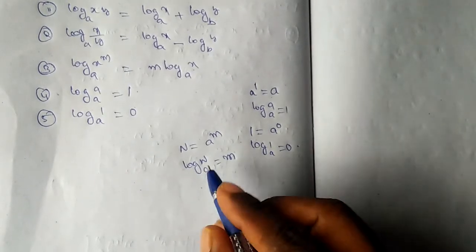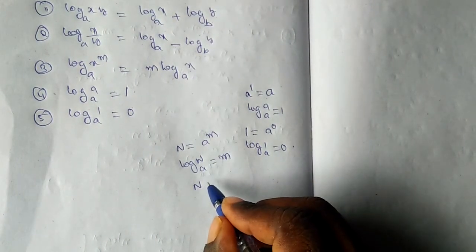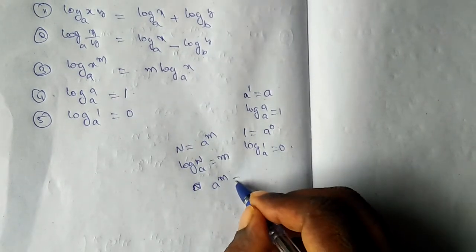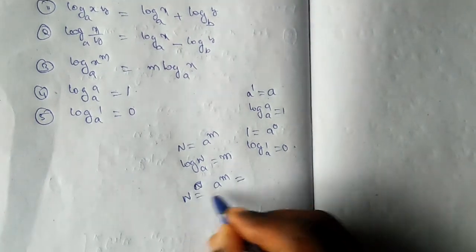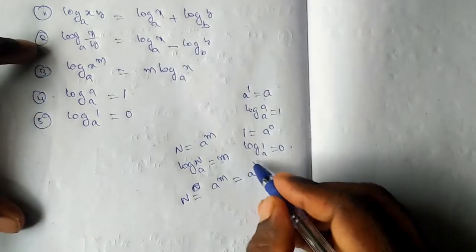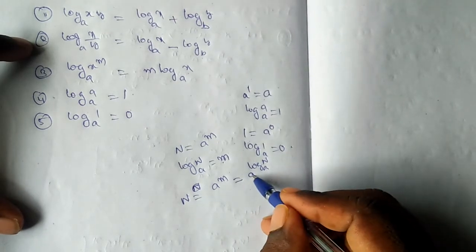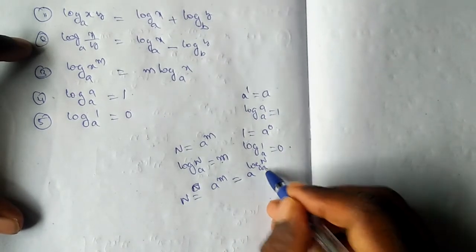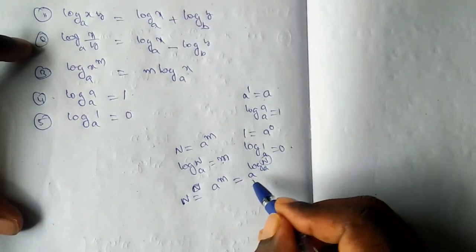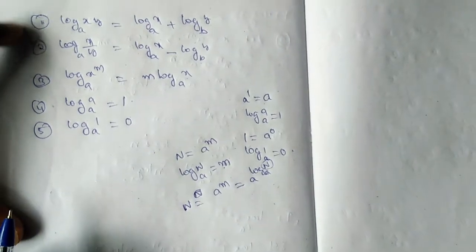Now this is the formula. A to the power of m is equal to N, where m is log N base a. So if you have a to the power of log N base a, these two are the same, and you can write directly N. It is also one formula.